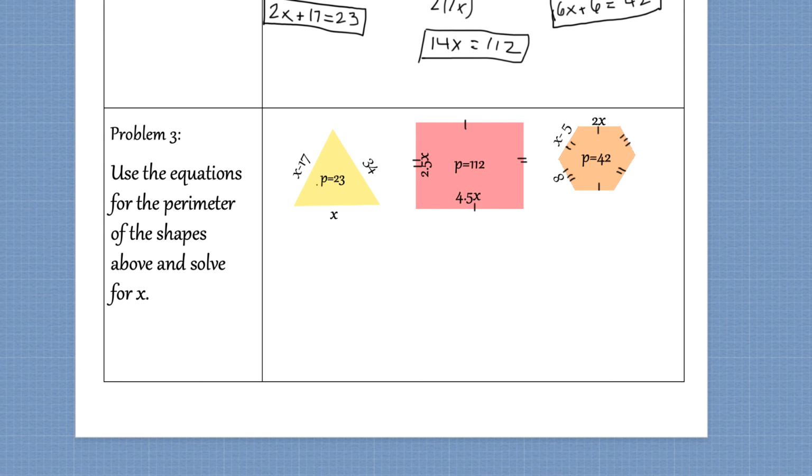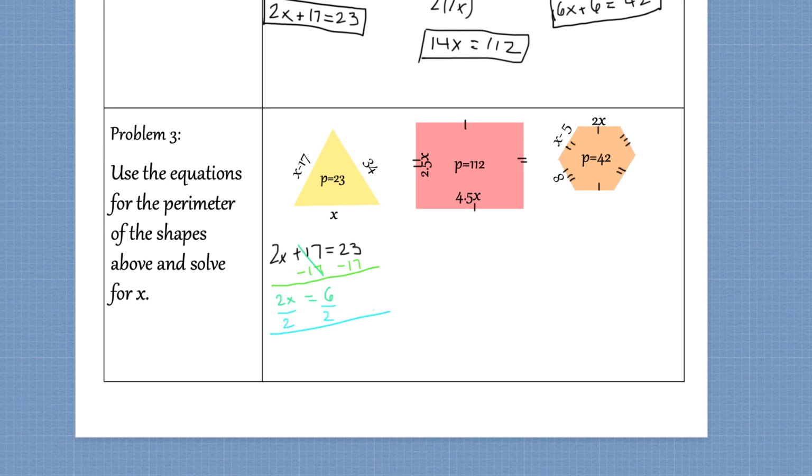And so for this triangle right here, the equation we had from above was 2x plus 17 is equal to 23. And so we're just going to solve this equation. To solve it, we're first going to subtract 17 to get the x value isolated on one side. And so we have 2x, and then the 17's cancel each other out, which is equal to 23 minus 17, which is 6. And then we're going to divide this by 2 to get just the x.